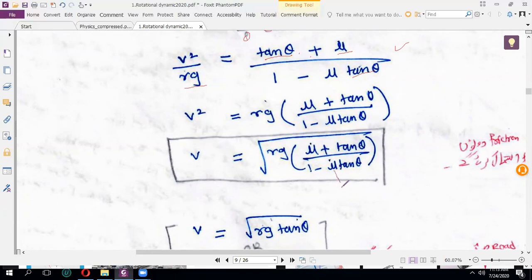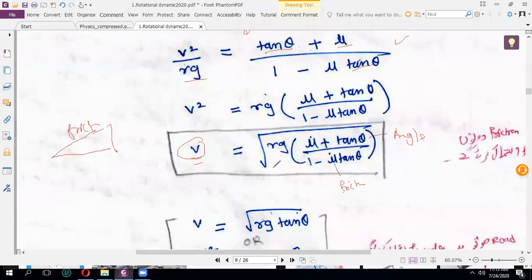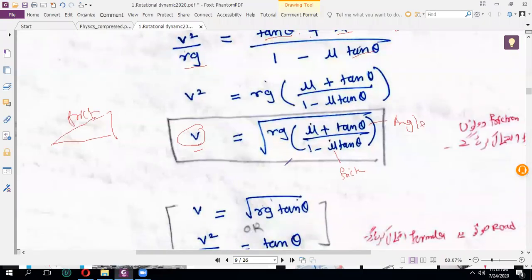Here mu represents the coefficient of friction. Theta represents the angle. Which angle? The angle of banking. So when we are using this equation, when we are making a banking road, as well as I also want to give the road some friction, at that time I am using this formula. Suppose I want to make a road with only banking, not a friction road. So I take mu is equal to 0.